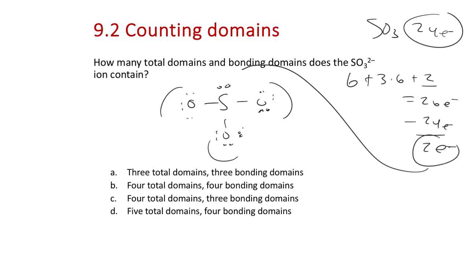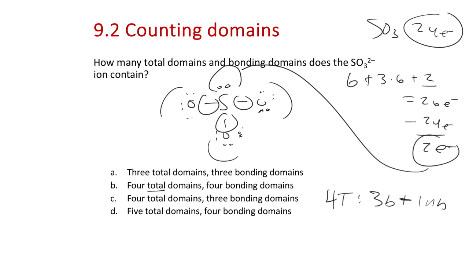And so now for SO3 2-, I have 1, 2, 3 bonding domains and 1 non-bonding domain. So I have 4 total domains: 3 bonds here plus 1 non-bonding domain.